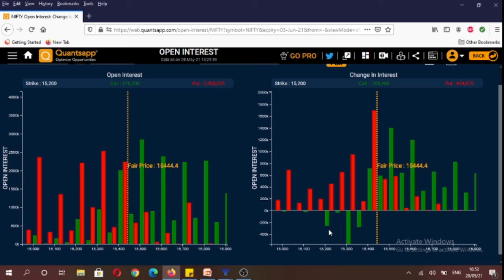And I'll repeat once again that for Monday, we would be trading in a broad range of 200 points between 15,300 to 15,500 based on the overall open interest data.